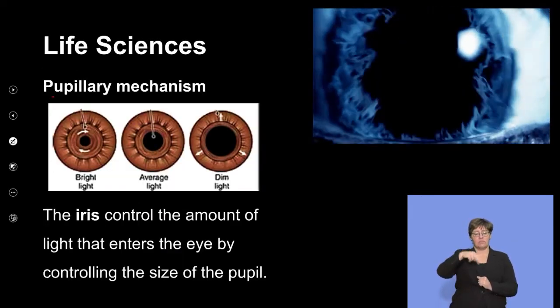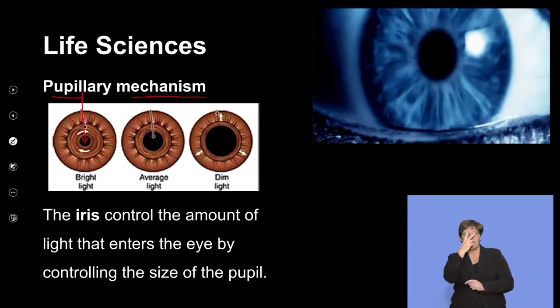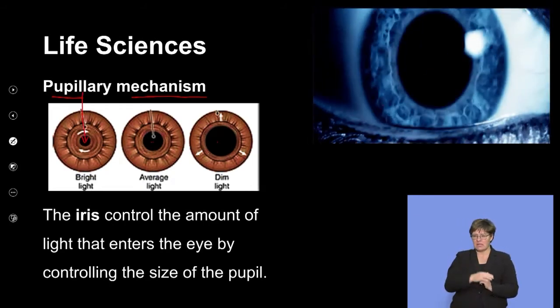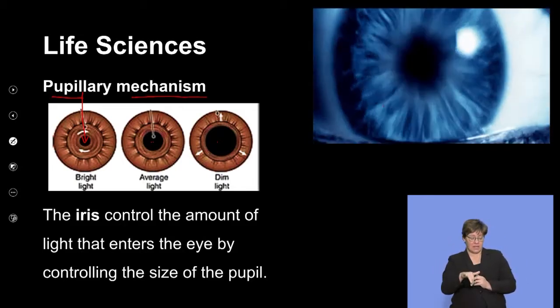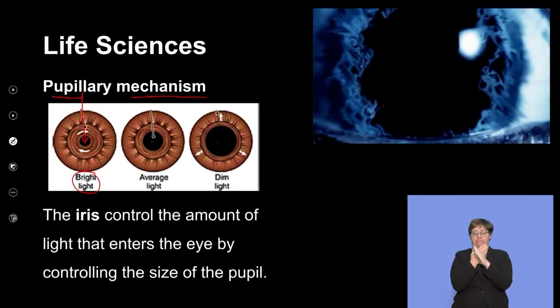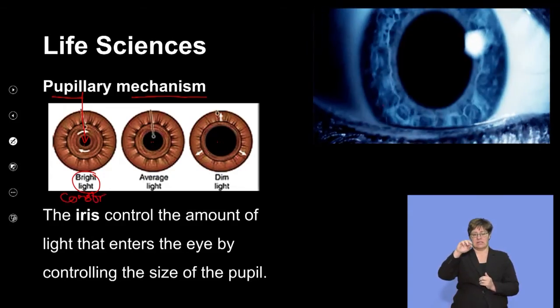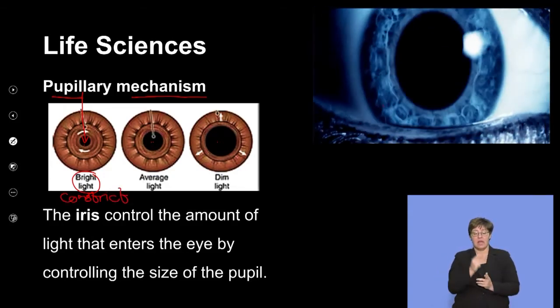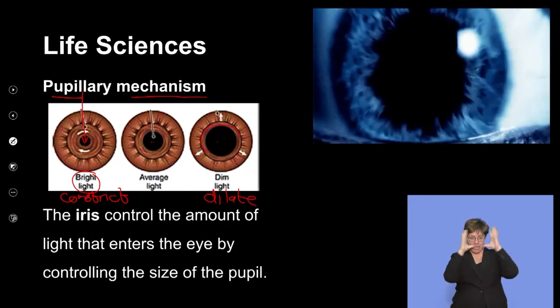Now, pupillary mechanism is exactly what it says. It's the pupil, right? That black hole in your eye. If you look at this picture here, you can see it becomes bigger and smaller. That is pupillary mechanism. When your eyes are in bright light, your pupil will become smaller, and we call it constrict. And when you're in dim light, in a dark room, it will dilate, so it becomes bigger.